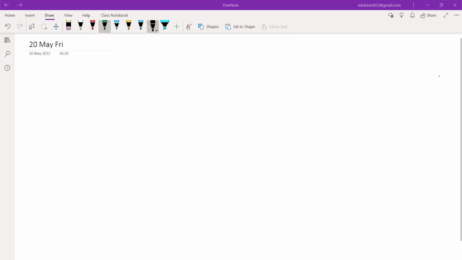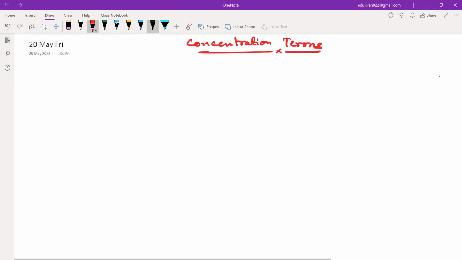Yes, sir. Okay. So our topic is going to be concentration terms, as we have already discussed. Concentration terms. Now, the first concentration term that we will study is mass percentage. Mass percentage, right? So what is mass percentage?